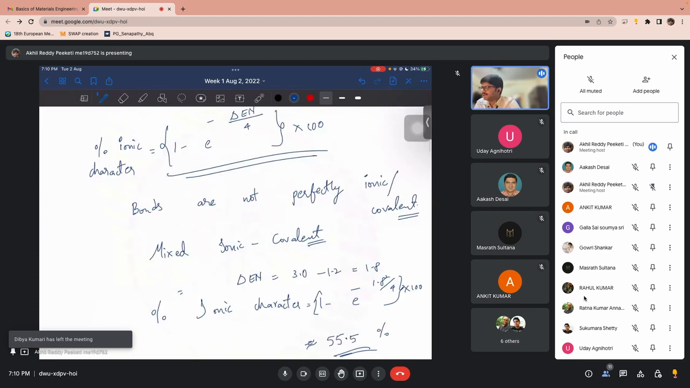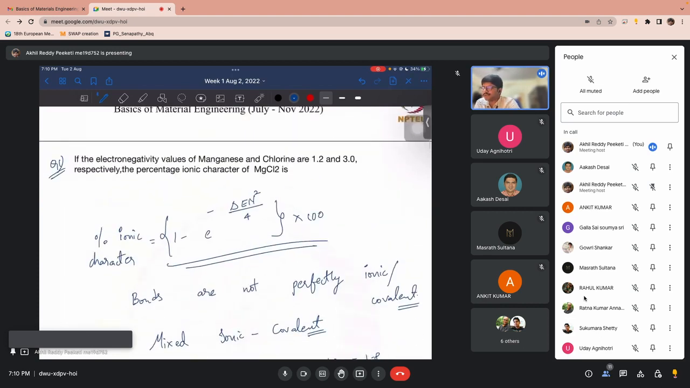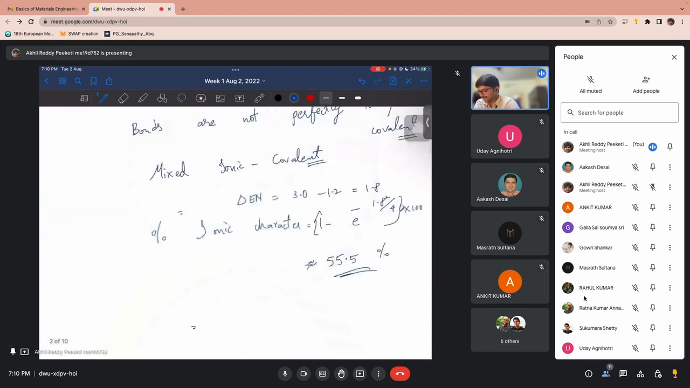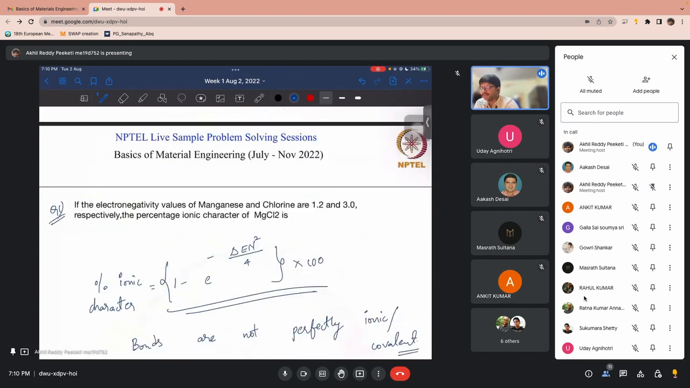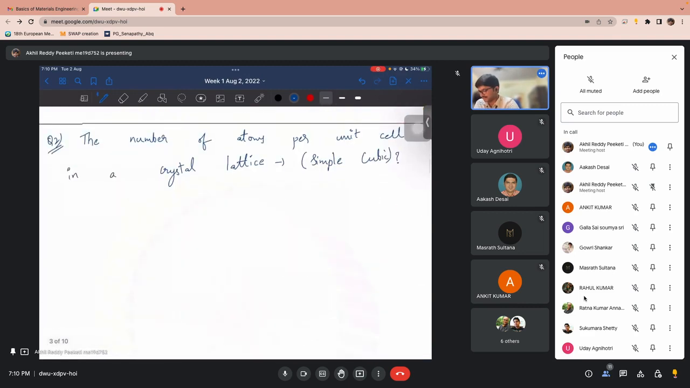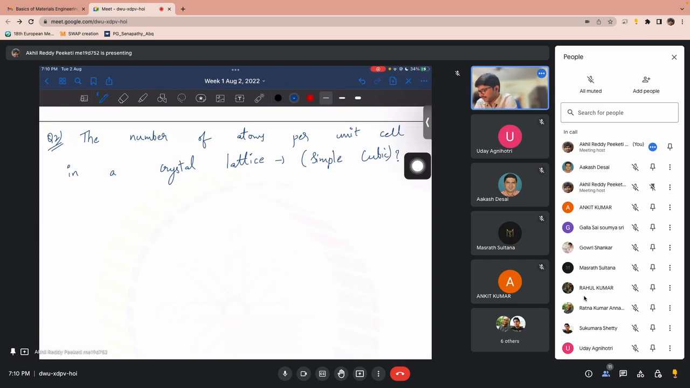Based on the number of people, I might change the procedure of how we look at it from the coming sessions. For today we'll be doing it this way. I'll first ask the question and see if you are able to guess the answer. The second question is regarding the crystal structures. Here we have: what is the number of atoms per unit cell in a simple cubic structure?